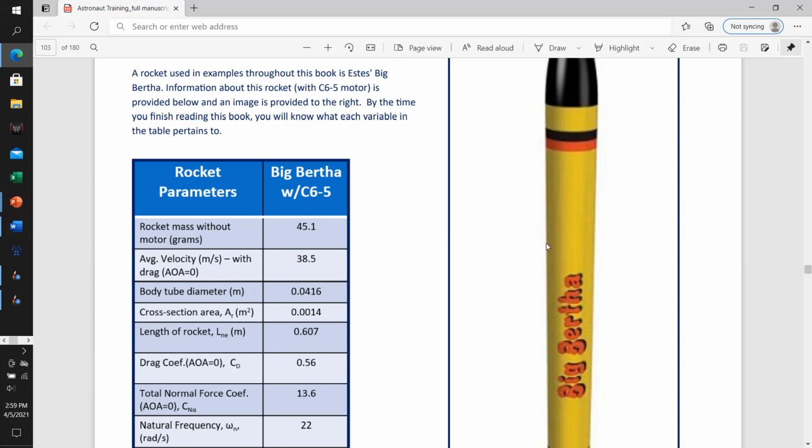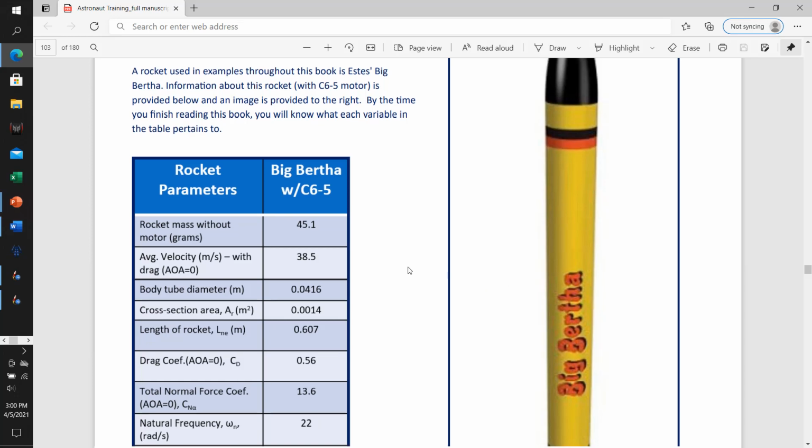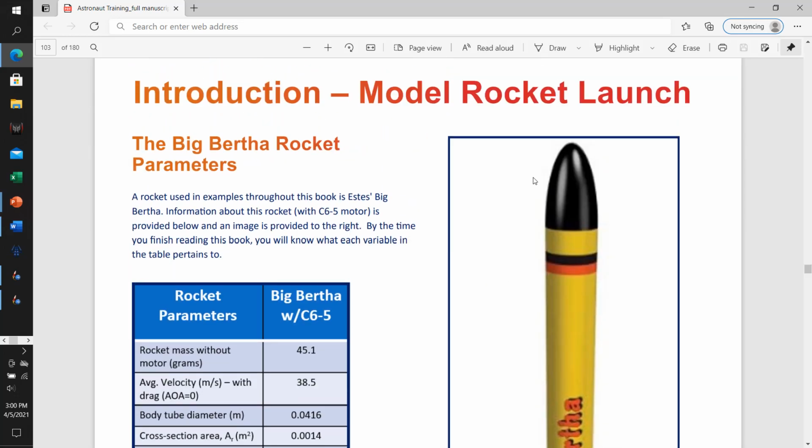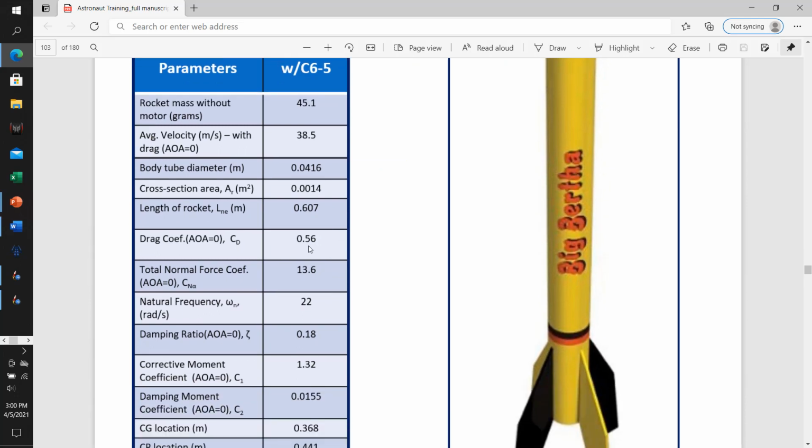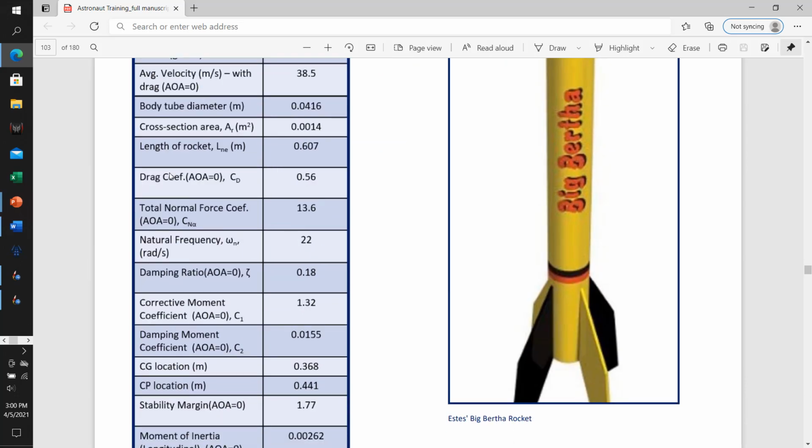The body tube diameter, here's the body tube. Its diameter is 0.0416 meters. Cross-section area is 0.0014 meters squared. The length of this rocket is 0.607 meters. Drag coefficient 0.56. And then we have several parameters here which are a little bit more complicated, so I'm going to skip these for now.